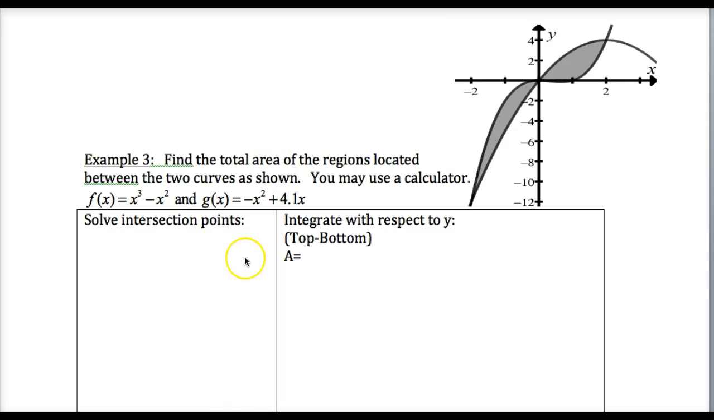So we can go ahead and solve for the intersection points. What I'd like to do is show you some of this. We go f of x is equal to g of x. Make sure you show setup. And then when you solve this, you do get these three values right here. I'm going to show you this on your calculator.